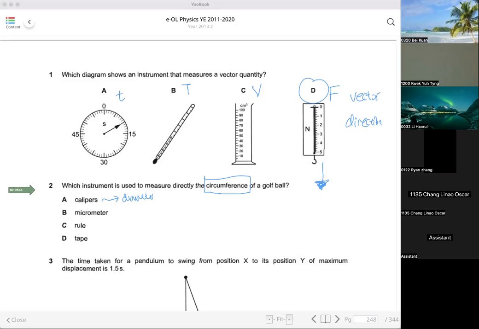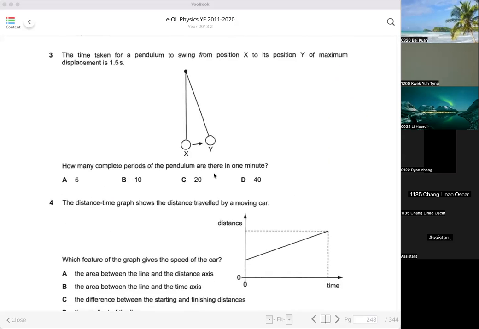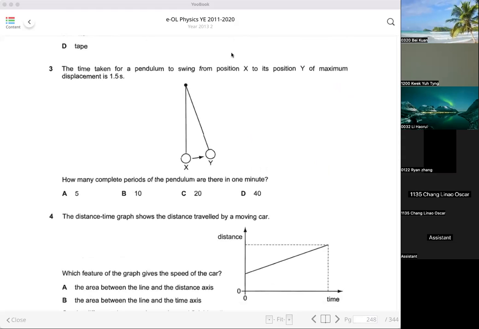Okay, well done, Yiting. So the answer for 2 is D. Because the tip is flexible, it can wrap around a golf ball to measure directly the circumference of the golf ball. Is that clear? All right, so let's go on to the next one. Question number 3. Let's do question number 3. You all may begin.